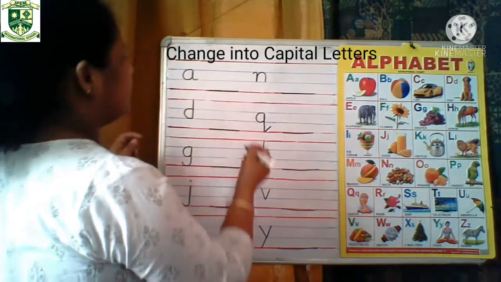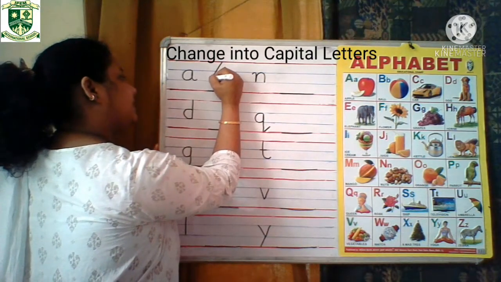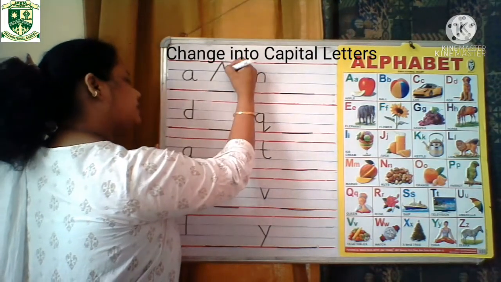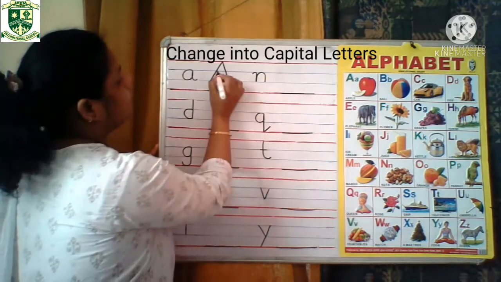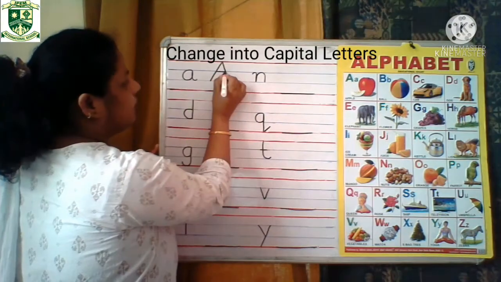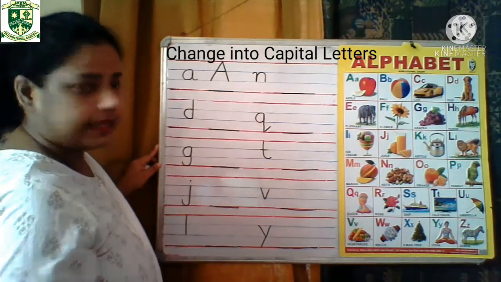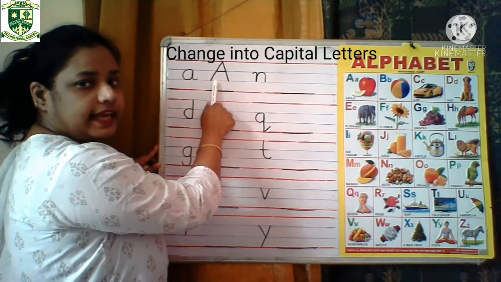How we'll write capital A? From the red line we'll make one slant line to the second blue line, another slant line to the second blue line, okay, and a small sleeping line on the first blue line. Okay, this is how we'll write capital A. Can you see the difference? This is a small a and this is capital A.